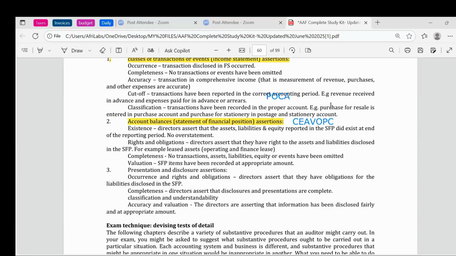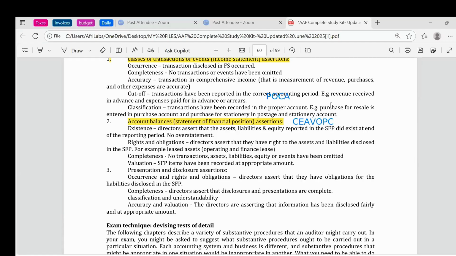Next is accuracy. And I said accuracy is typically just your what? Mathematical accuracy. So is it only your SOFP item that should have mathematical accuracy? No. So definitely your accuracy is also in what? Income statement. The next one is V, valuation.